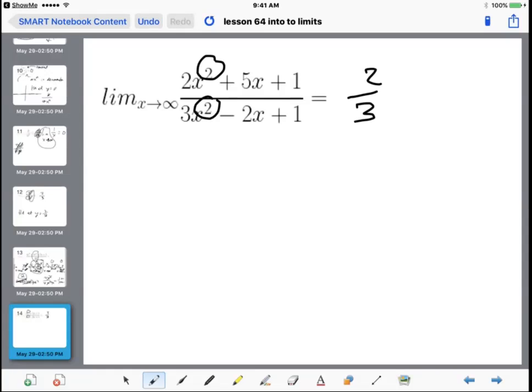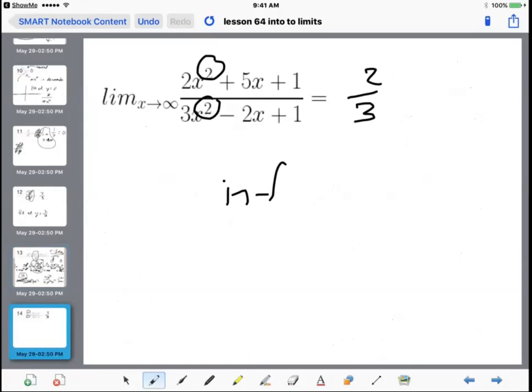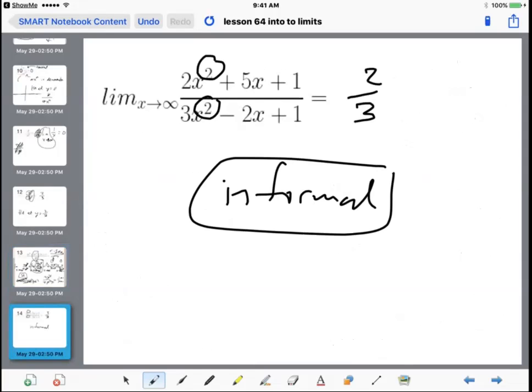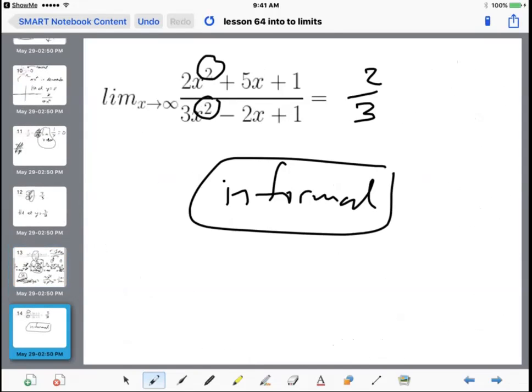So on a test, I might say show it rigorously. This is the rigorous way of demonstrating this limit, whereas this one was more informal. It didn't get broken down into fundamental things the way that this one did. This one's more like just the gist of what's going on.